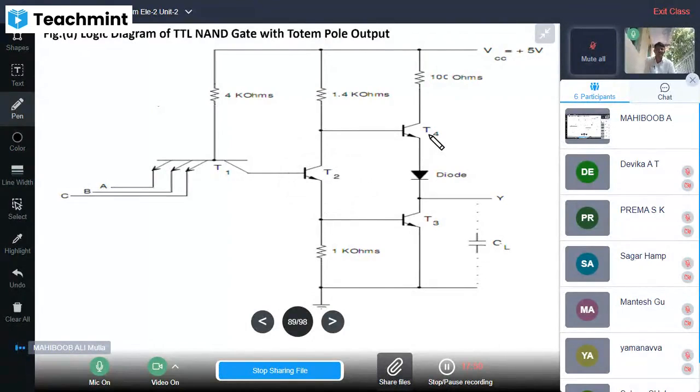When T2 is cut off, T4 is also cut off, and T3 is also cut off, because it is driving one through the collector, another through the emitter. So the output is high. When cut off, output is high. When any one of the inputs is low, output is high. That is not an AND gate.